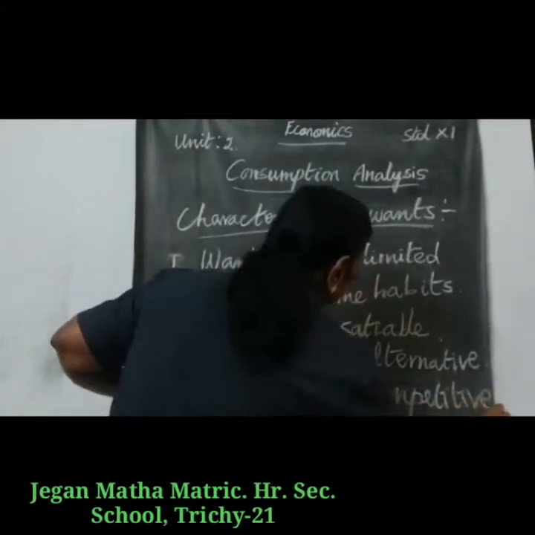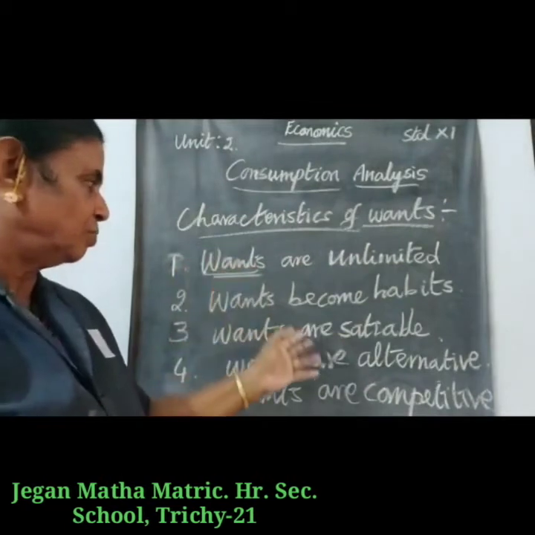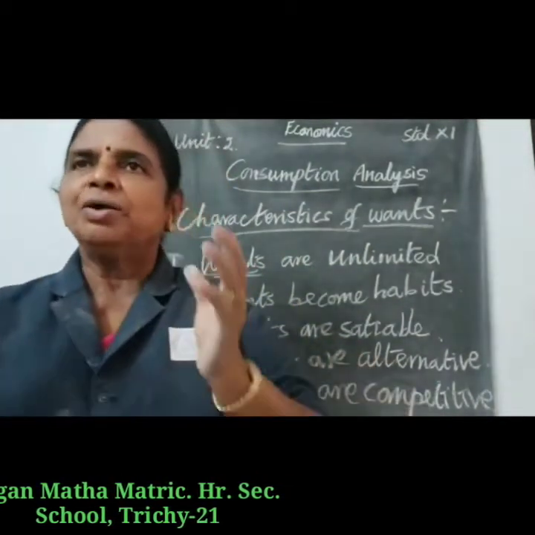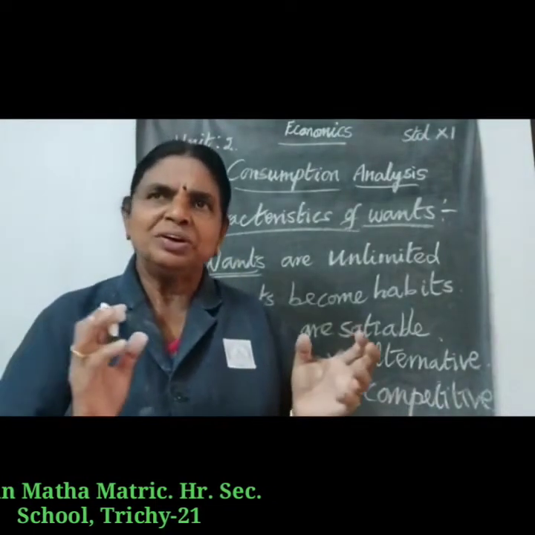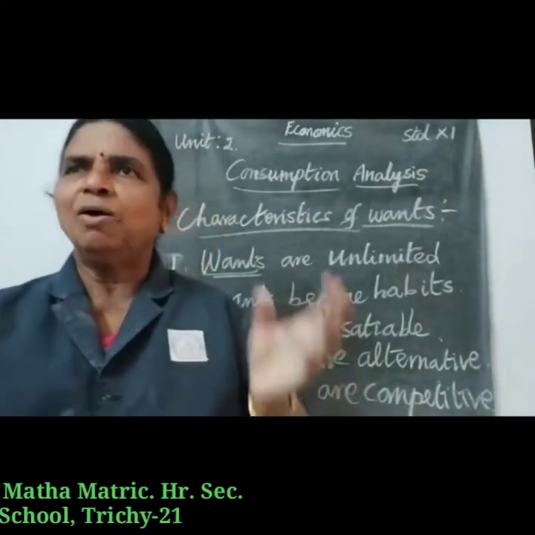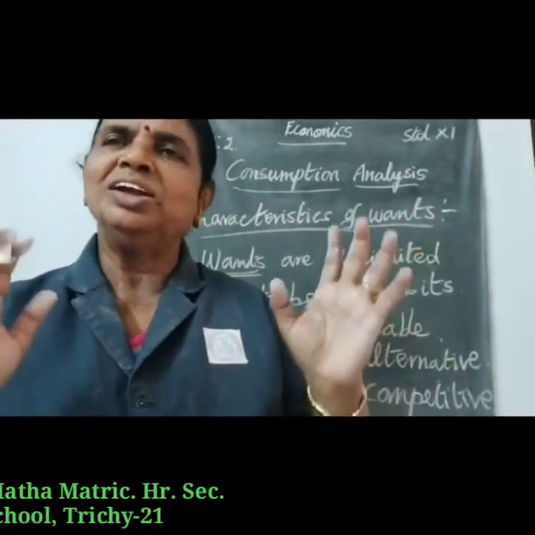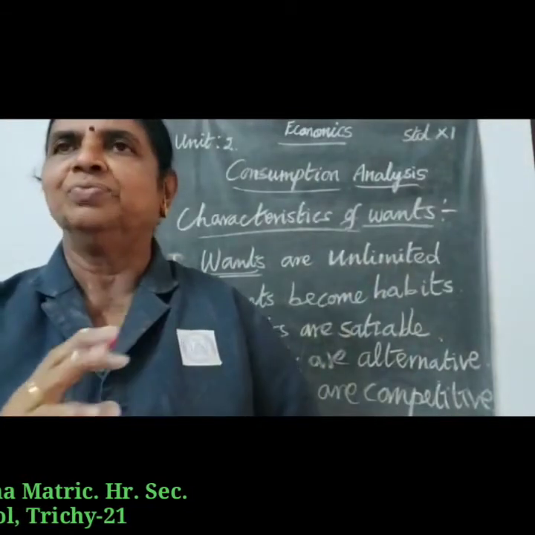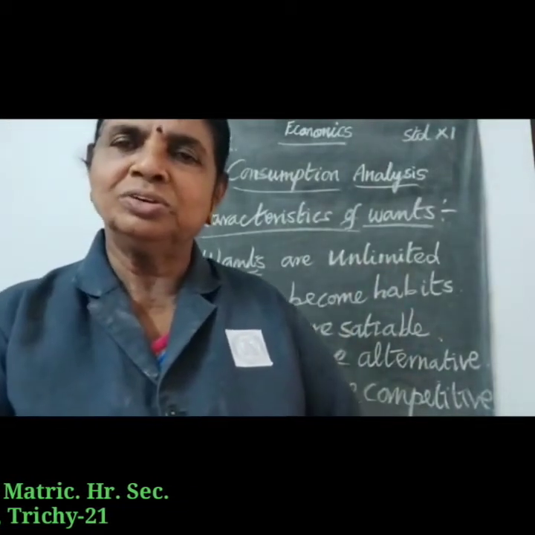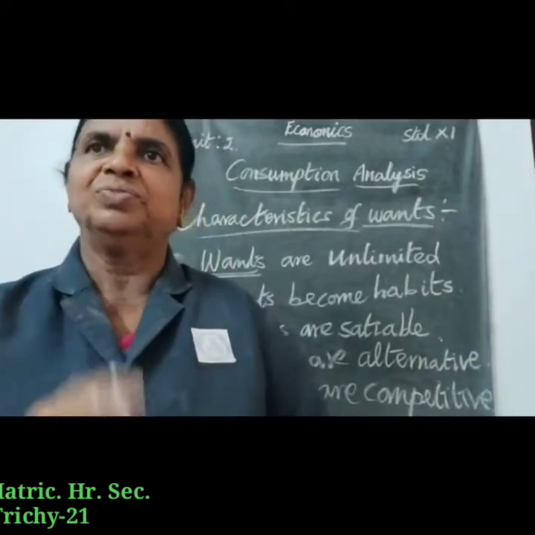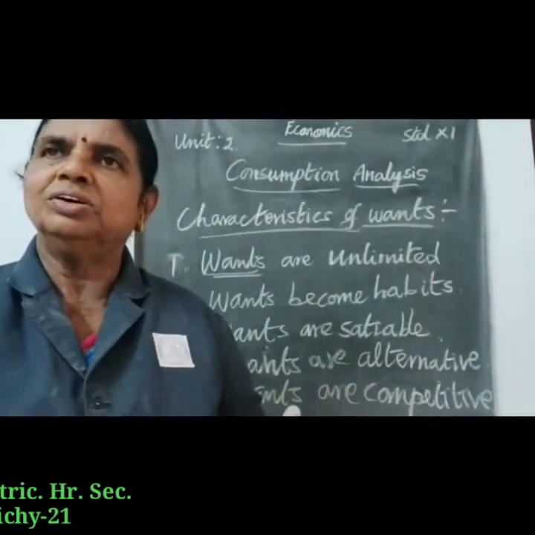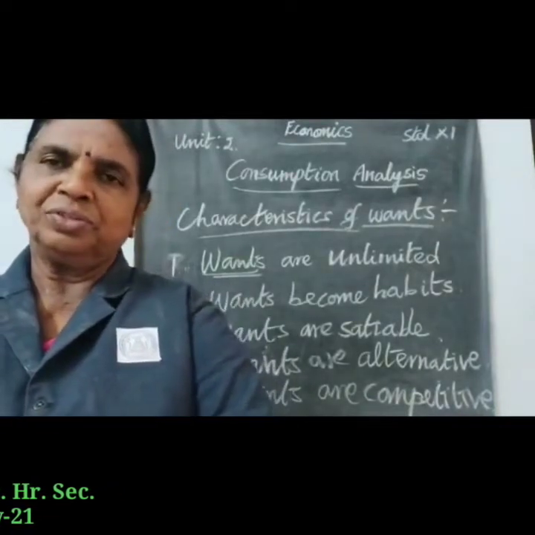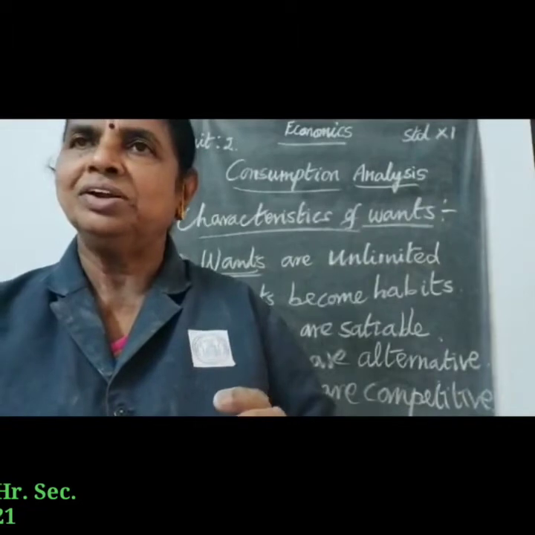So first we have to say wants are unlimited, wants become habits, wants are satiable, wants are alternative, and wants are competitive. For example, all our wants are not equally important. So there is competition among wants. Hence we have to choose the most urgent wants compared to the other, less urgent wants. So wants are competitive.